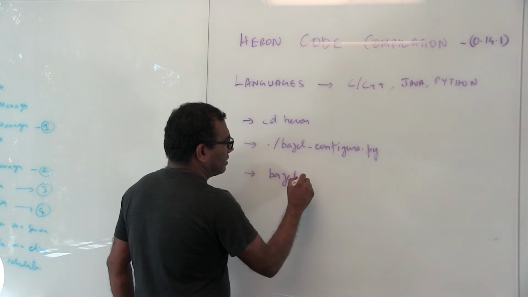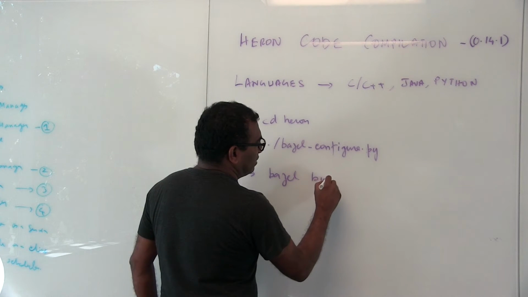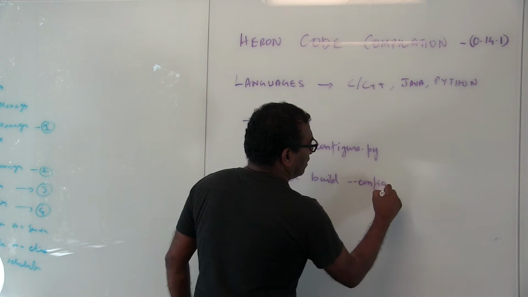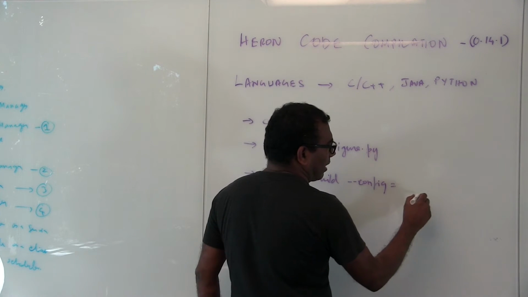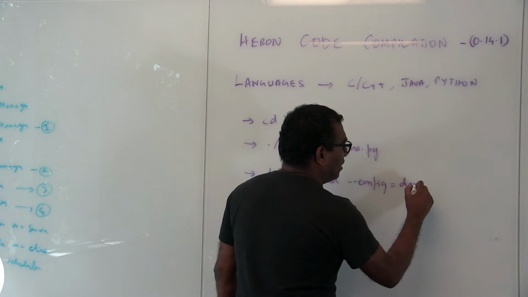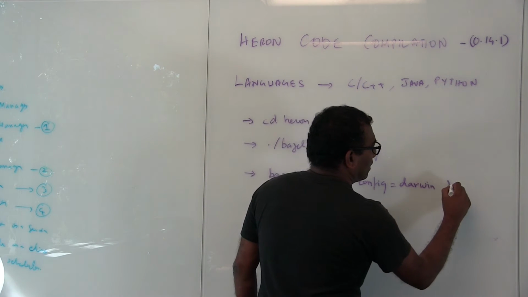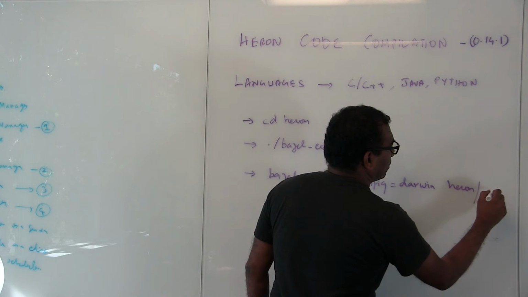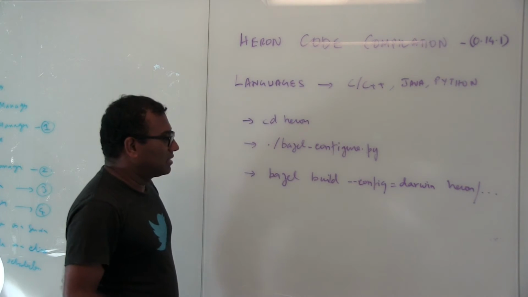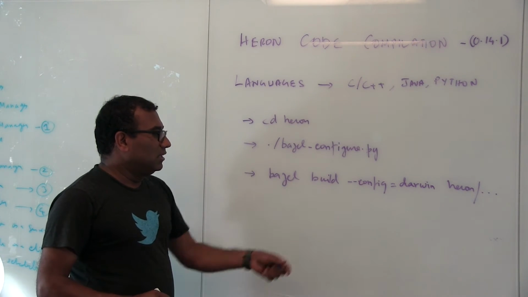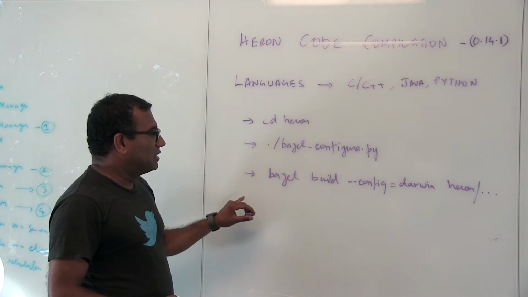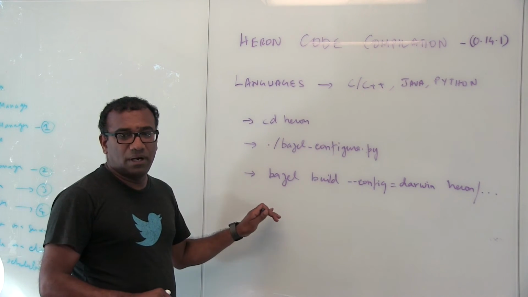Just type bazel build --config=your platform. I'm going to assume that you're compiling on Mac. Mac means it's the Darwin platform, and then heron/..., with 3 dots, not 2 dots, because that is Bazel syntax. Once you do a Bazel build, it will keep going until it finishes, and once it finishes, it will tell you how long it took to compile and everything.